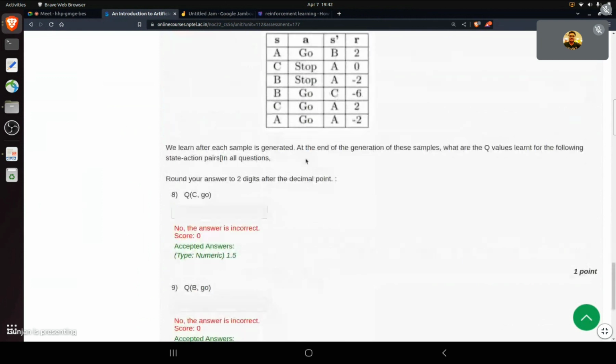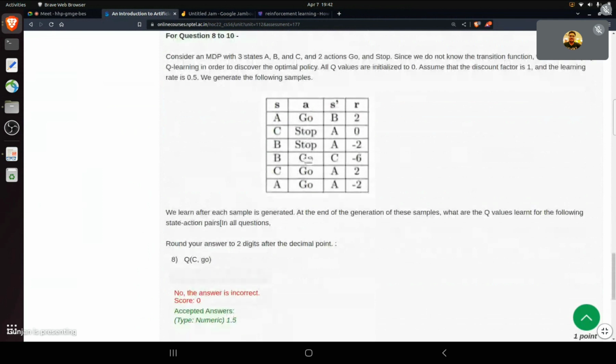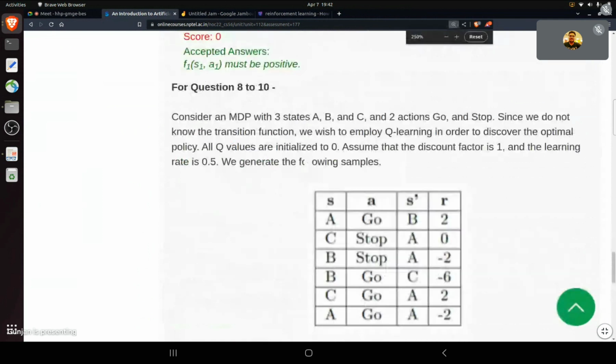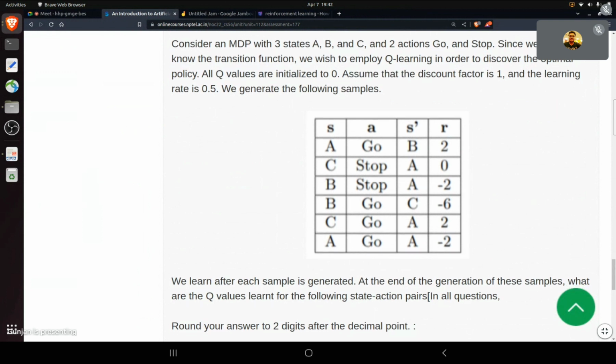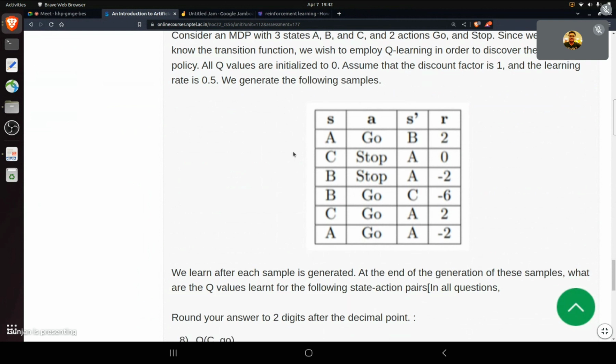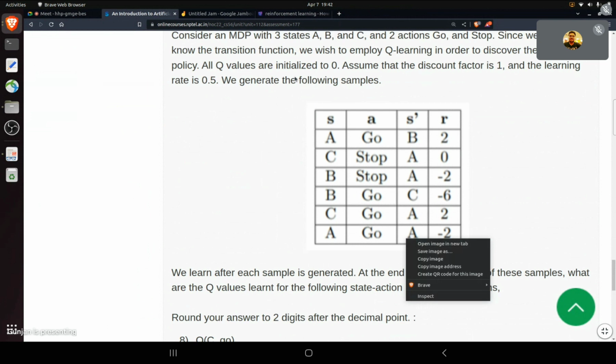Anyways, coming to this one. So first read the question. It says consider an MDP with three states, A, B, and C, and two actions, go and stop. Since we do not know the transition function, we wish to employ Q learning to discover the optimal policy. Q values are initialized to 0 and assume the discounting factor of 1 and the learning rate, that is alpha, to be 0.5, right? Since this is Q learning, after generating every sample, we will update the Q values, right? So let me just copy this table and then we will start.